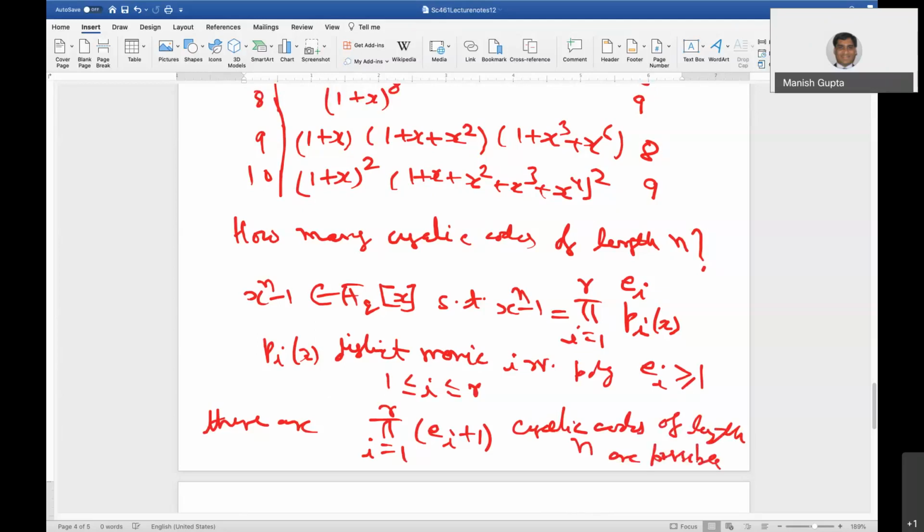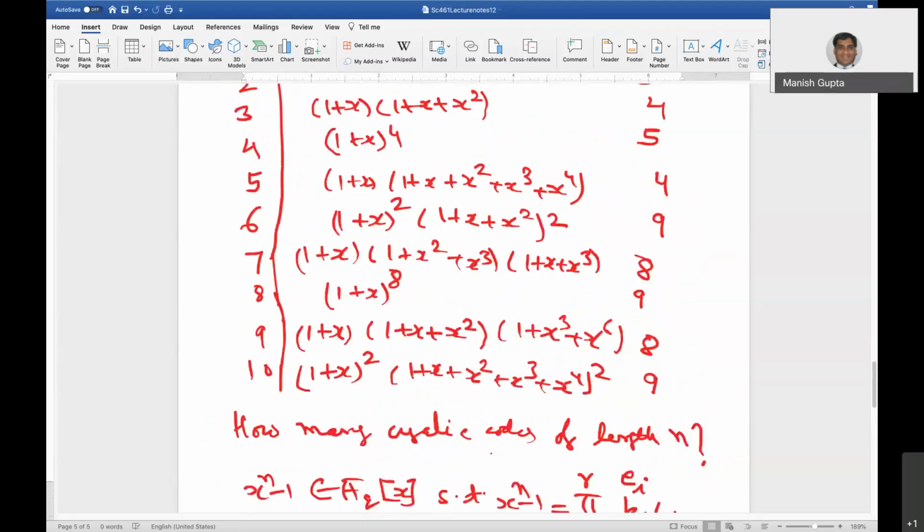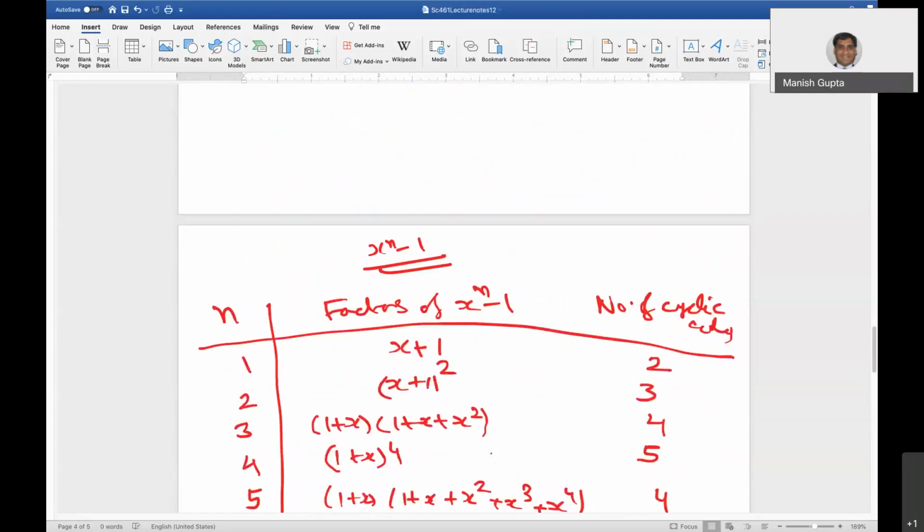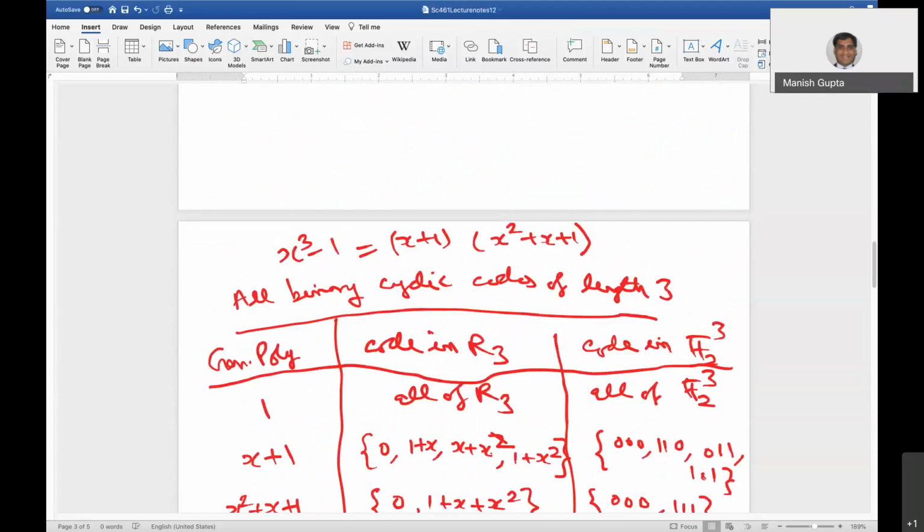This is the most general result. If we can factorize x raised to power n minus 1 like this, then number of cyclic codes are this much. Okay, this is the most general result. Now let us focus on x raised to power 7 minus 1, and I'll show you what are the codes.